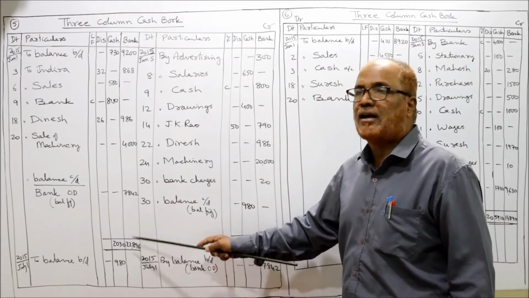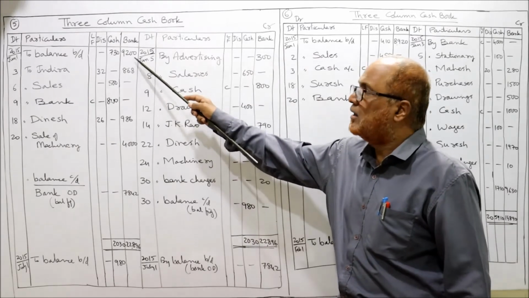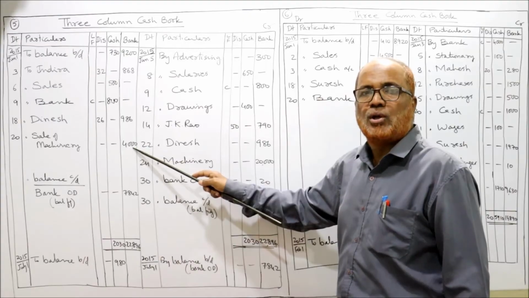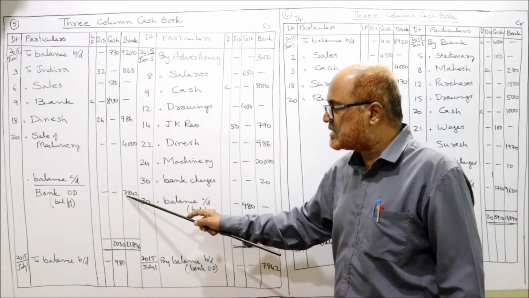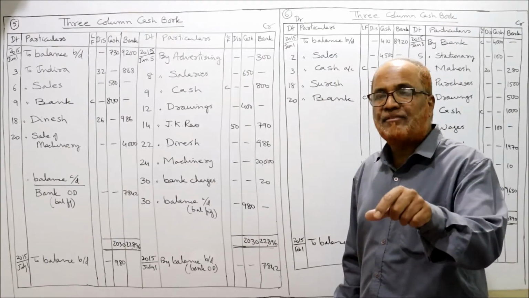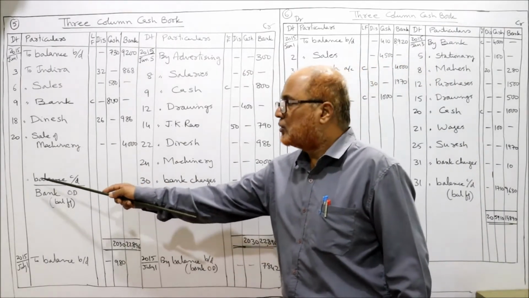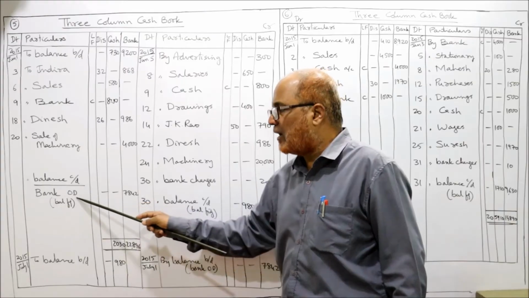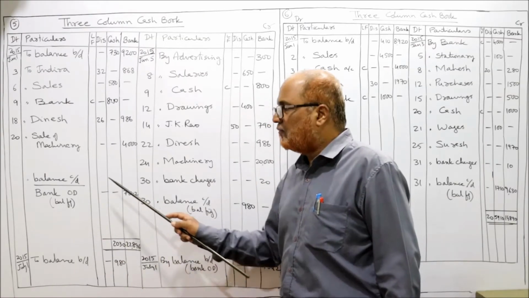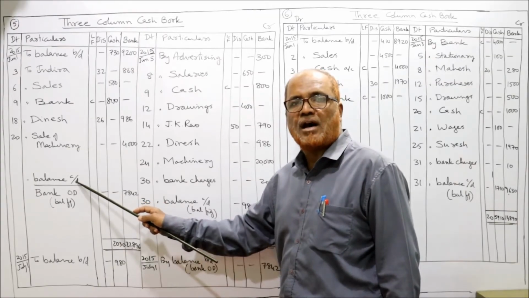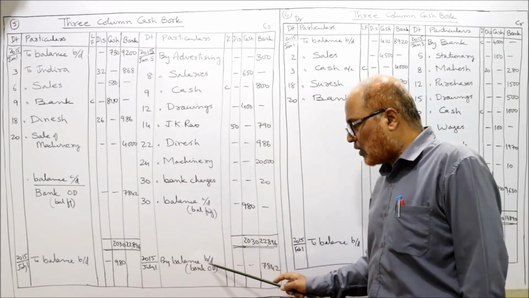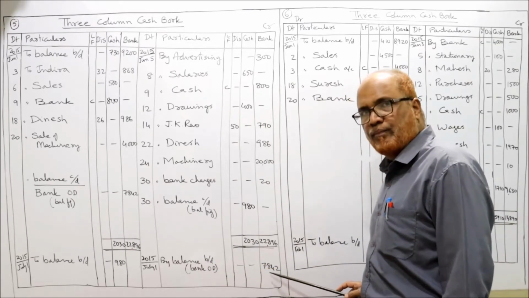From 22,896 minus 9,200 minus 868 minus 986 minus 4,000. The balancing figure I am getting is 7,842, on the debit side. So debit side, to balance carried down, bank overdraft, balancing figure 7,842. When carried down is taken on the debit side, brought down will be taken on the credit side. So by balance brought down, bank overdraft 7,842.